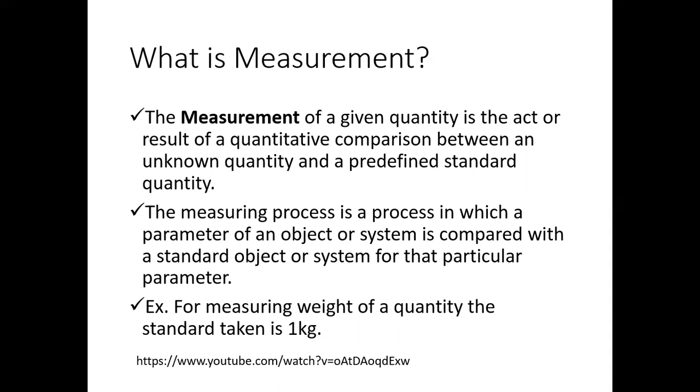What is the measurement of an electrical quantity? The measurement of a given quantity is the act or result of a quantitative comparison between an unknown quantity and a predefined standard quantity. The measuring process is a process in which a parameter of an object or system is compared with a standard object or system for that particular parameter. For example, for measuring the weight of a quantity, the standard taken is 1 kilogram.